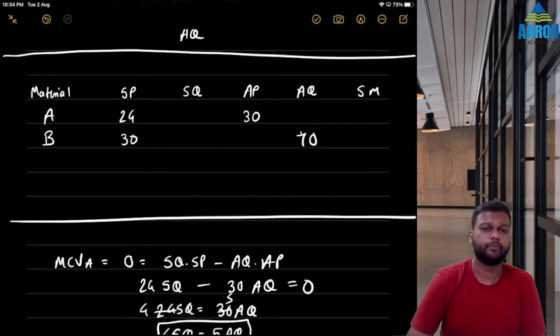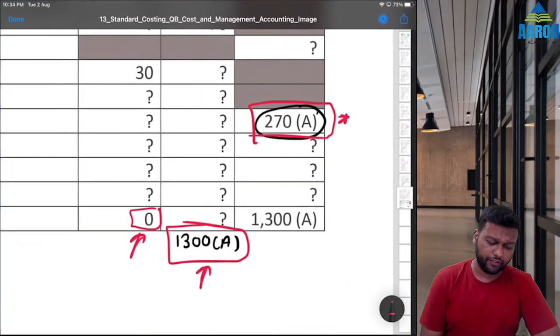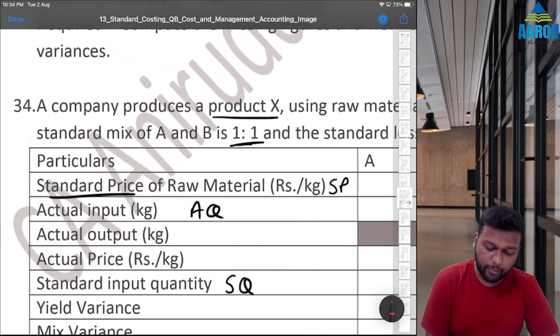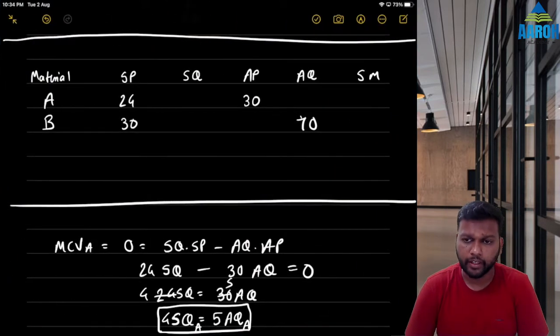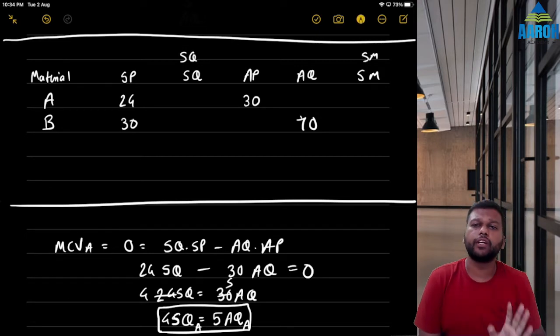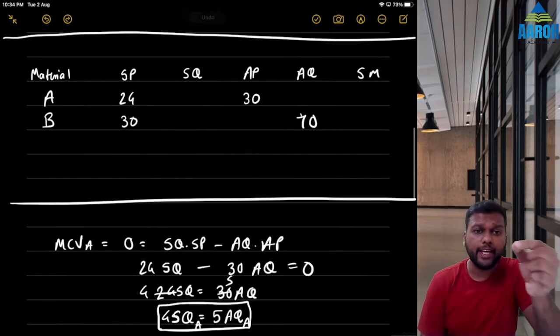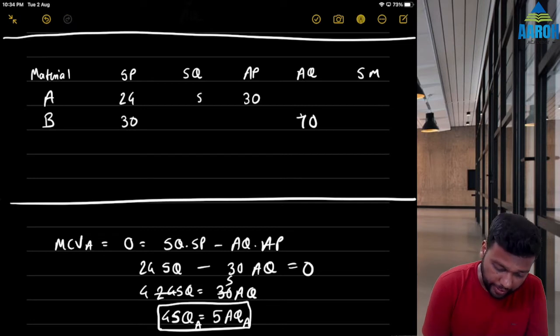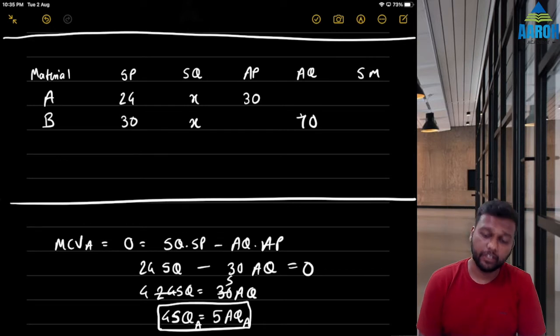So yeah, now understand, they have given something in the first line itself. They are saying standard mix of A and B is 1:1. That means any standard quantity, SQ, SM, they are always going to be in the ratio of 1:1. 1:1 means same. So SQ of A and SQ of B will be same, let's assume them as X. Similarly, SM of A and SM of B will be same, let's assume them as Y.